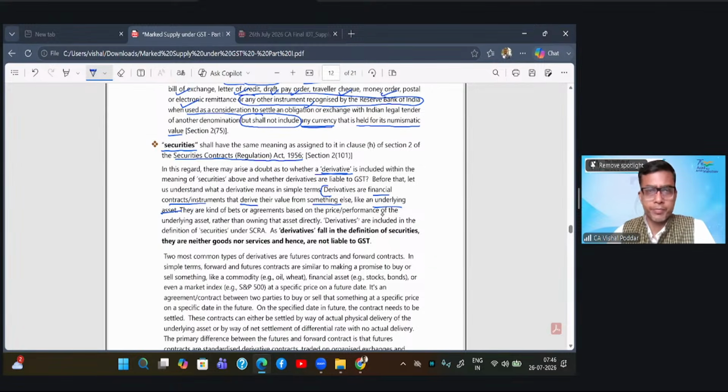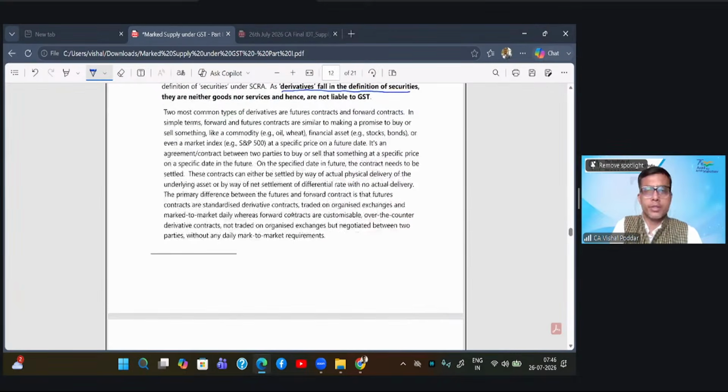Now important is whether derivatives are securities. Now let us say the derivatives are linked with shares. So where share price increases, the derivative price increases. Whether it will fall in the definition of securities. So the answer is yes. Derivatives fall in the definition of securities and hence they will be neither goods nor services.